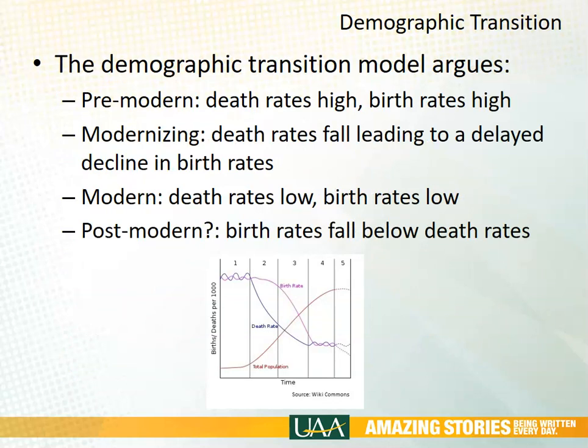The demographic transition model argues that in a pre-modern period, death rates are high and birth rates are high too. Death rates are high because there's a lot of infectious diseases and famine. Birth rates are high to make up for the fact that death rates are high. Large families are important because you need to replace the large number of people that are dying, particularly infants.